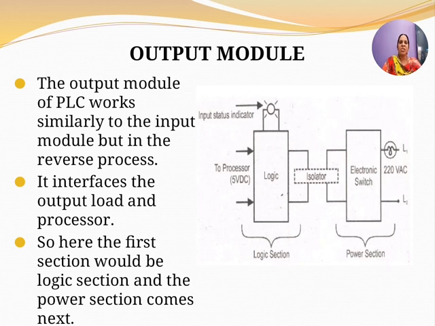Here the first section would be the logical section, and the second will be the power section, whereas there the first section is your power section and then the logical section. So here it interfaces the output load and the processor. A digital signal from the processor is given to your logical section, and the output of the logical section is given to your power section.